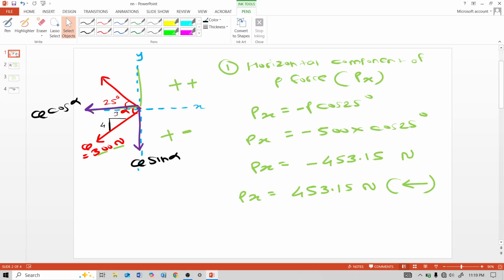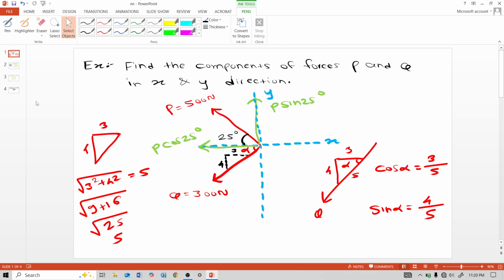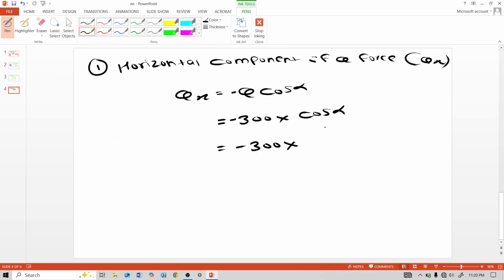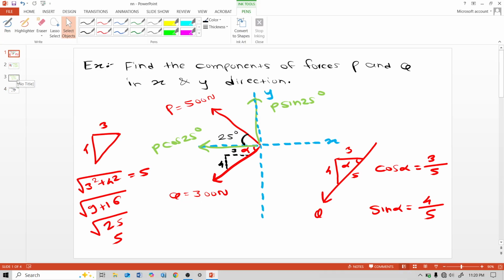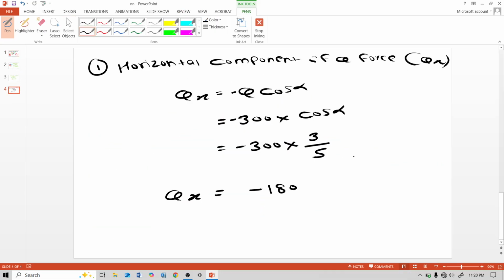Cos alpha is nothing but see here 3 by 5. So this horizontal component of Q force will be minus 300 into 3 divided by 5, which is minus 180, and this 300 is also in Newton, so our horizontal component of Q force unit will be Newton. So this Qx is equal to minus 180 Newton, and direction is this.